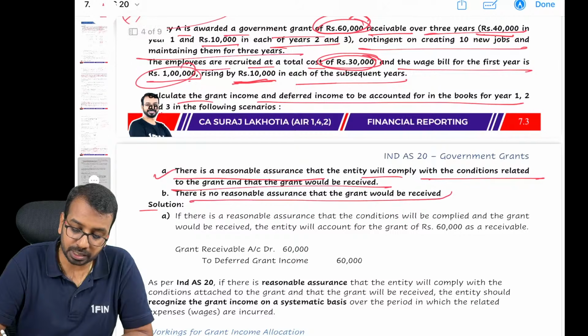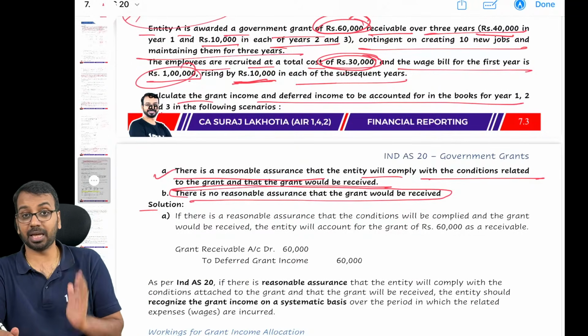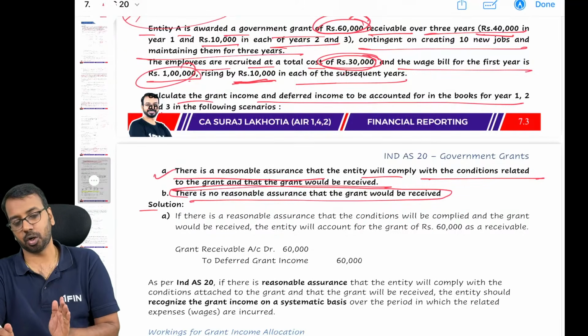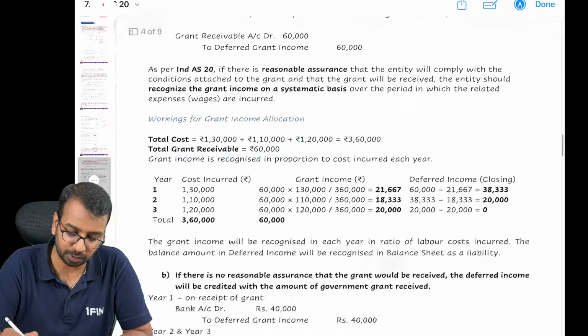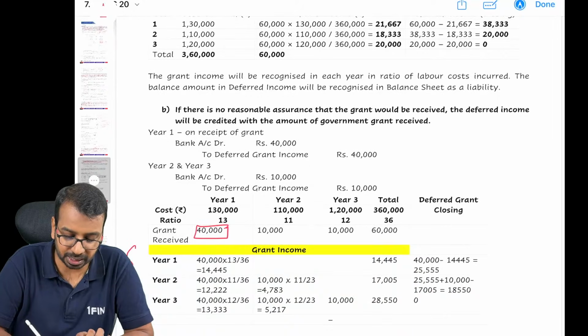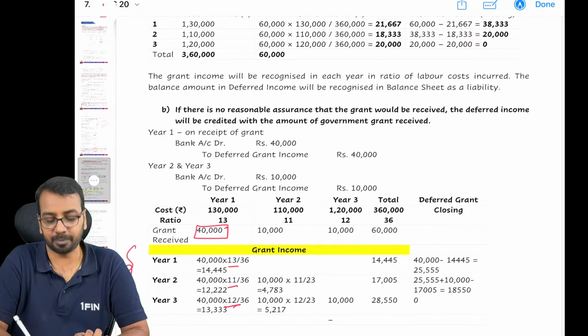if there is no assurance that the grant would be received, then only to the extent we have received the grant, we can recognize the government grant. So, what we will do in that case? We have received 40,000 in year 1. So, year 1 accounting we will do considering 40,000. This will be recognized over 3 years in the ratio of 130, 110 and 120.